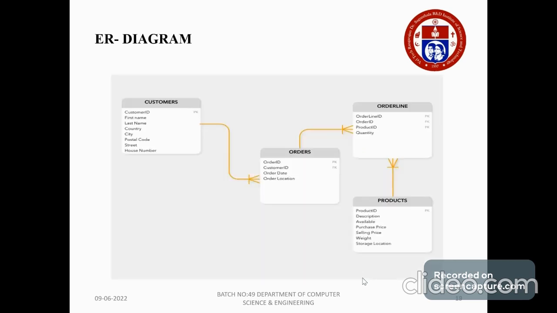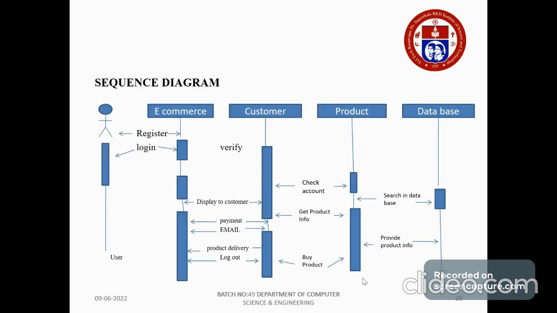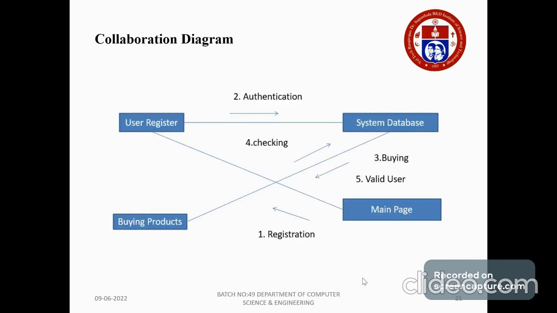In the ER diagram we can see customers, orders, order line, and products. In the sequence diagram, we can see the steps of payment, the payment gateway, and so on. This is the collaboration diagram, where the user, the customer, and the seller collaborate.